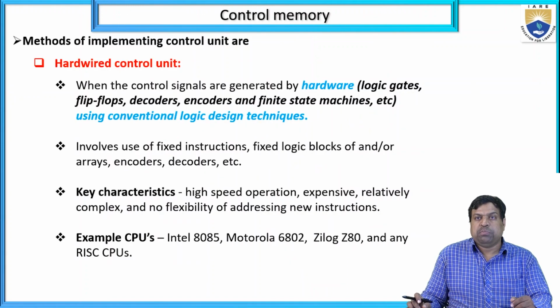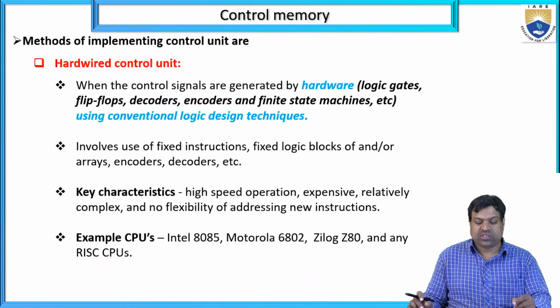So the first method of implementing the control unit is the hardwired control unit. Hardwired control unit means the control signals are generated by hardware: logic gates, flip-flops, decoders, encoders, and finite state machines, etc., using conventional logic design techniques. It involves the use of fixed instructions, fixed logic blocks of AND-OR arrays, encoders, decoders, etc.